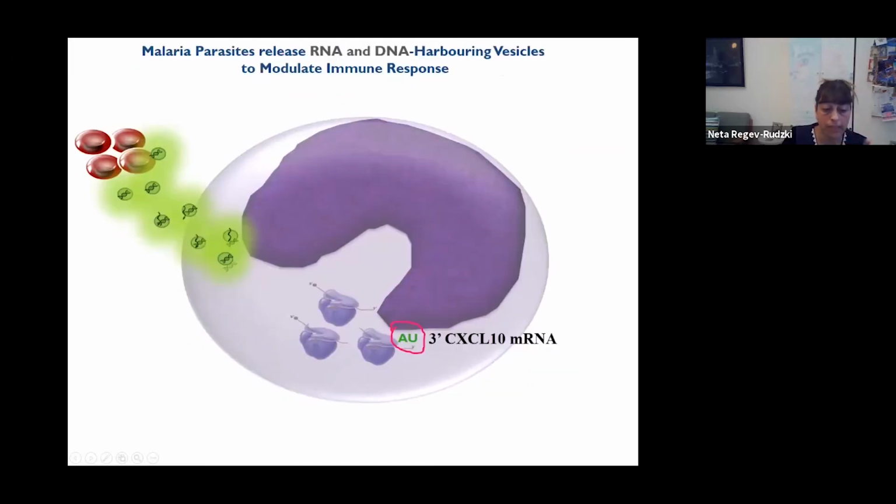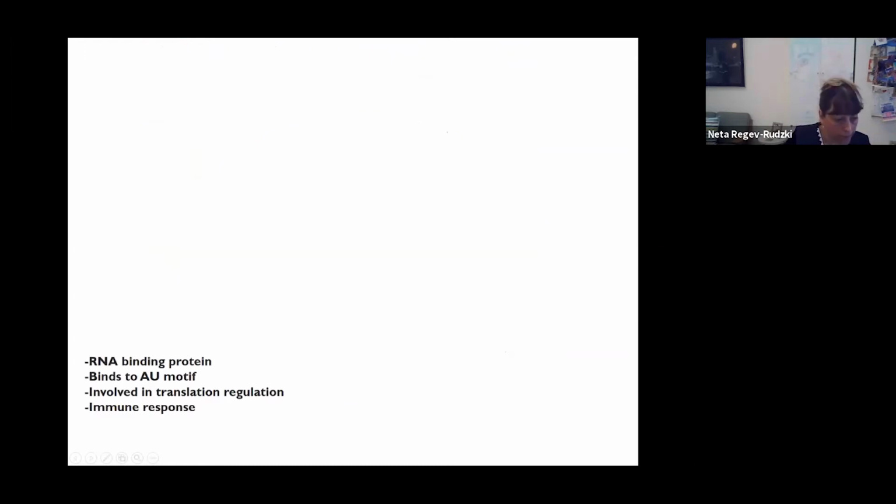So if this is the region that contains these AU elements and somehow blocks the association of the ribosomes, that means that there must be a protein that binds to this element, and that's why it blocks the ribosomes. But how can we find this RNA binding protein? We knew that this protein must tick several boxes. It must be an RNA binding protein, must bind to AU motif. It needs to be involved in translation regulation, and even better if it is involved in immune responses.